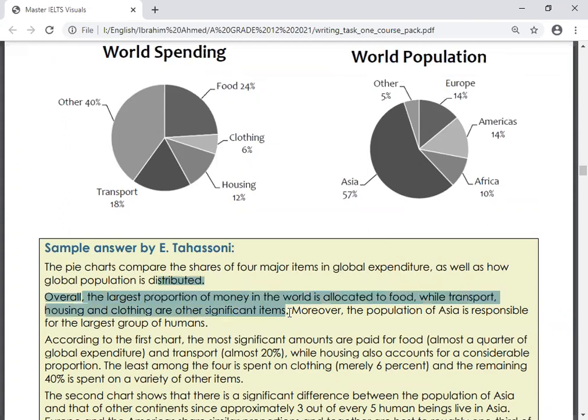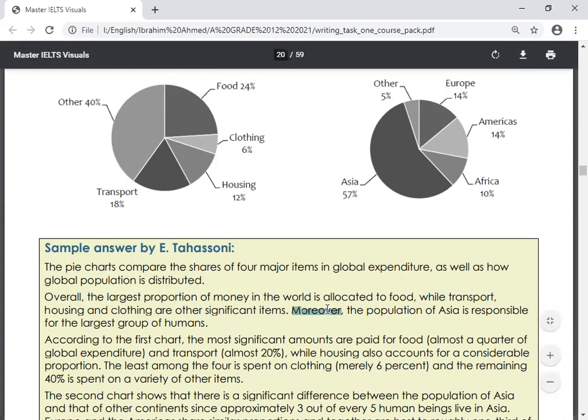But in this sentence, we talked about the first chart. Moreover, another good word to use here, this gives you a good mark in cohesion and coherence. Moreover, the population of Asia, which is the largest here, is responsible for the largest group of humans.